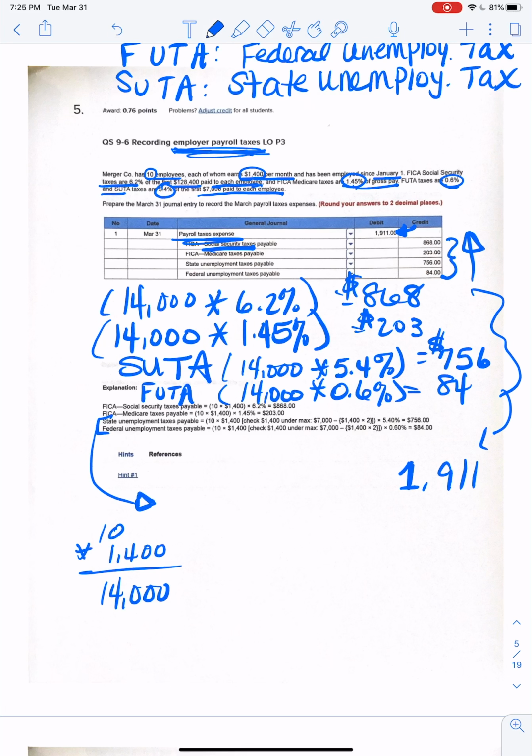However, we're making this entry in March. And if they only make $1,400 per month, then it's pretty clear that by March, they've not yet hit $7,000 in earnings, which tells me that I don't need to do this check. If this was in, say, September, yes, I would want to do this check, and I would see that I can't actually pay any more on state unemployment or federal unemployment on these people because they've already maxed out.